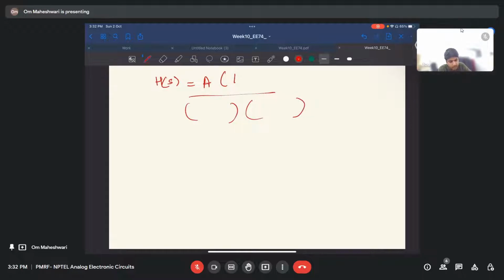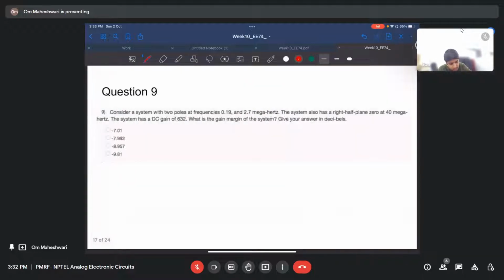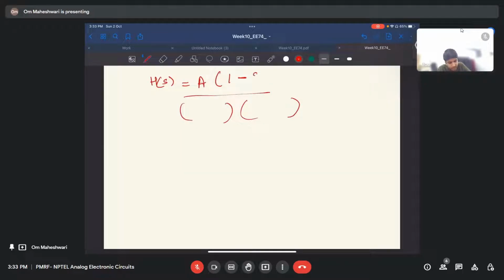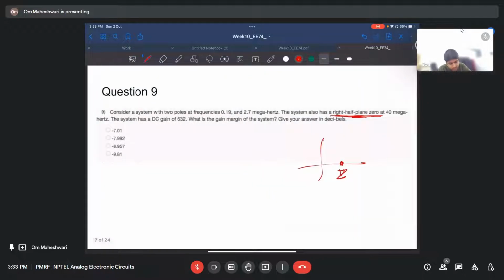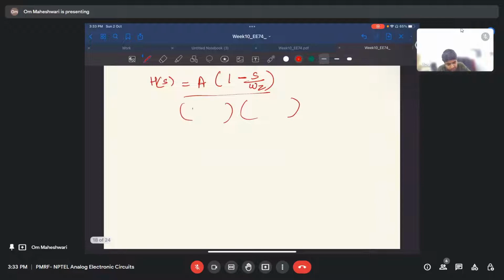So it is told that it has a right half plane zero. If it is lying in the right half, we will have 1 minus S upon, let's say, WZ. And the poles are on the left half, since it is not given otherwise by default, so it will be 1 plus S upon WP1 times 1 plus S upon WP2. So this is how our transfer function will look.